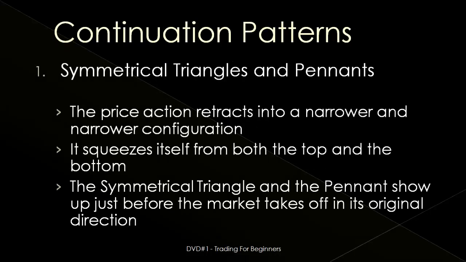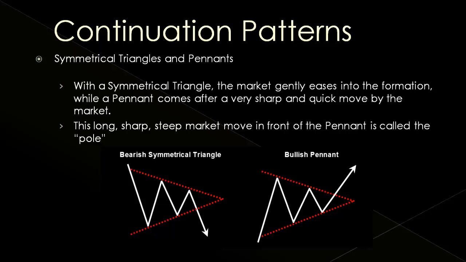So let's look at symmetrical triangles and pennants. These patterns occur when price action retracts into a narrower and narrower configuration. Essentially, it's squeezing itself from both the top and the bottom. The symmetrical triangle and the pennant show up just before the market takes off in its original direction. Here we can see some examples of symmetrical triangles. We have a bearish symmetrical triangle and a bullish pennant. With a symmetrical triangle, the market gently eases into the formation, while a pennant comes after a very sharp and quick move by the market. The long, sharp, steep market move in front of the pennant is called the pole.